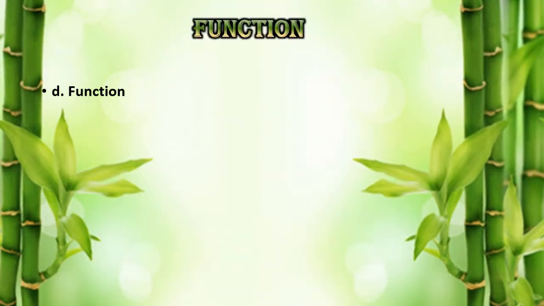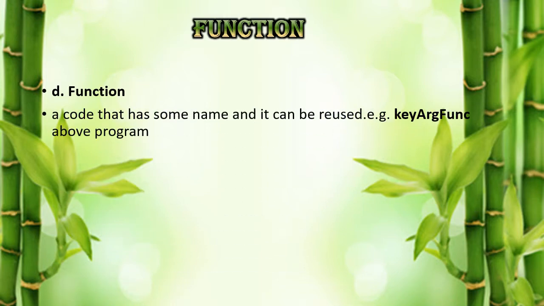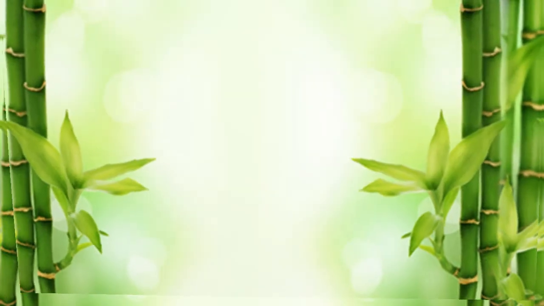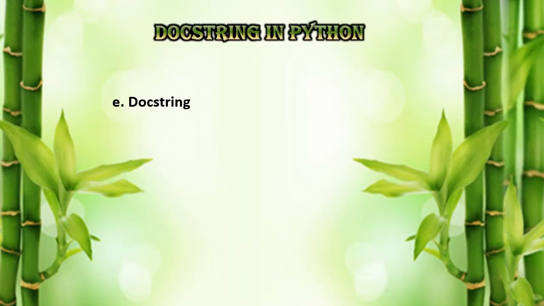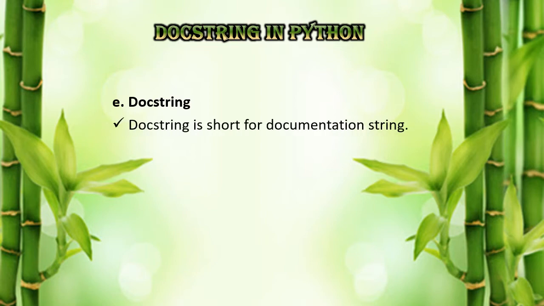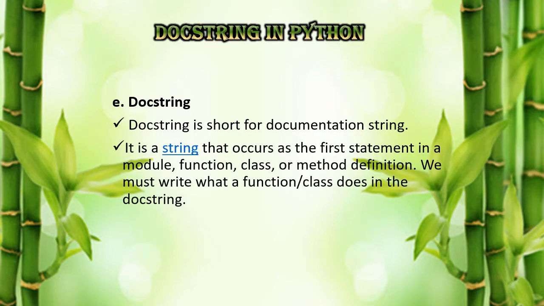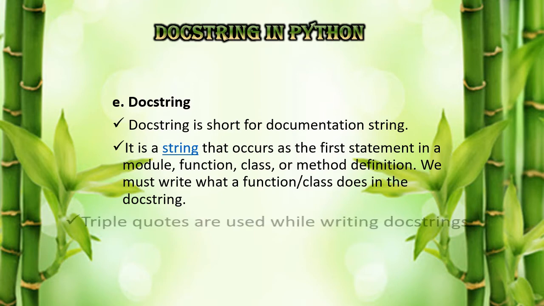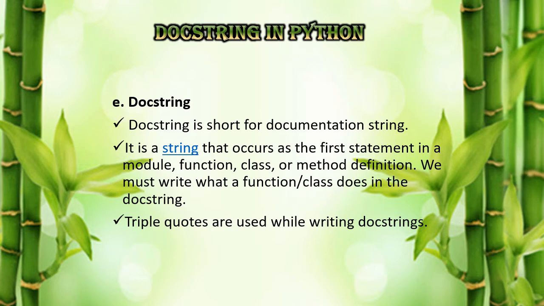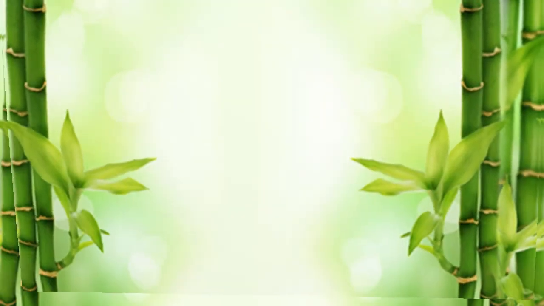And a function is nothing but a block of code or a group of statements, which can be used again and again. In the very first example we saw, key argument function is the name of the function. And the doc string, that is the document string, appears as the very first statement in any function, module or class definition. It just describes what the function is going to do, and it starts with triple quotes.